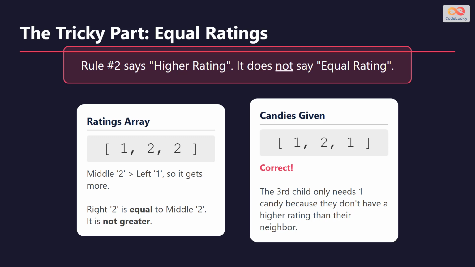Here is where many people get tripped up. The rule explicitly says higher rating. It does not mention equal rating. Look at this case, ratings 1, 2, and 2. The middle child gets 2 candies because they are rated higher than the first child. However, the third child, despite having the same rating as the middle one, only gets 1 candy. Since their rating is not strictly higher, the rule does not force us to give them more.